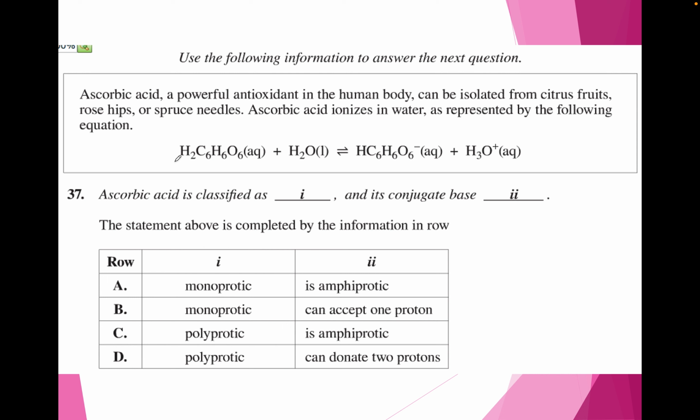Taking a look at this one here, you have the acid. It's going to donate a hydrogen to the base. And then we have its conjugate base. Now this can continue to donate because you have another hydrogen here. So that is known as amphiprotic. Ascorbic acid is polyprotic because it has more than 1 hydrogen to donate. Its conjugate base is this ion right here, and this ion can be amphiprotic, meaning it can donate and accept a hydrogen. So your answer is C.